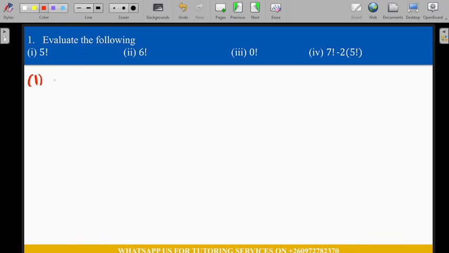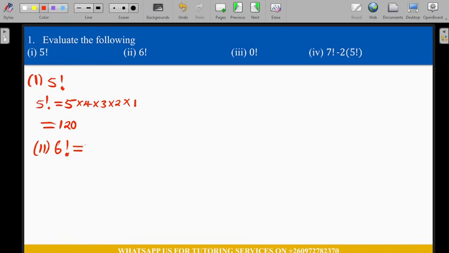So for part one, we have 5 factorial. To evaluate this, you start from 5, reduce it up to 1. So 5 factorial will be equal to 5 times 4 times 3 times 2 times 1. That's what we do. Now once we reach here, 5 times 4, that's 20. 20 times 3 is 60. 60 times 2, we get 120 as the answer.